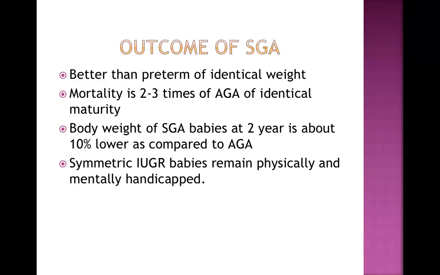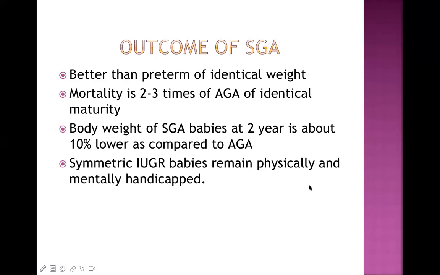Let me quickly remind you. We have one graph. On the y-axis of that graph, there is weight. On the x-axis, there is gestational age. And there are two lines there. The upper line is the 90th percentile, the lower one is the 10th percentile. If the weight of the baby falls between those two lines, it is AGA. If it falls above the upper line, it is LGA. And if it falls below the lower line, it is SGA. That is a very simple meaning.